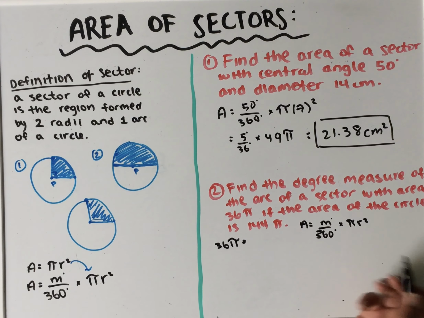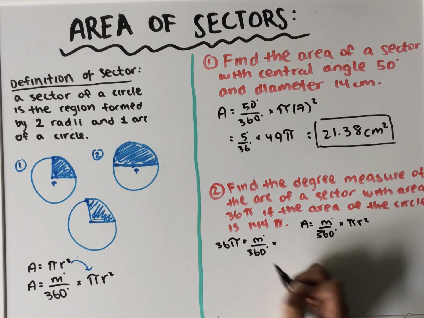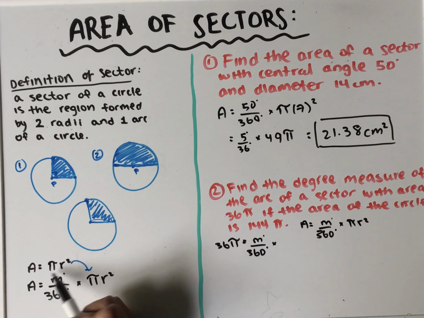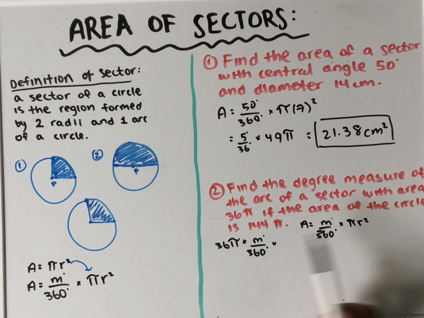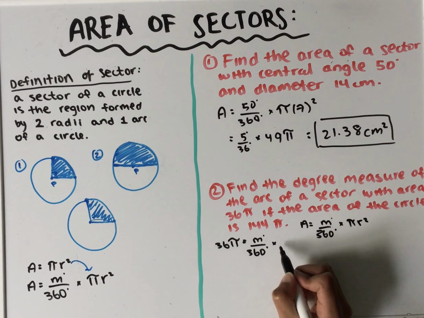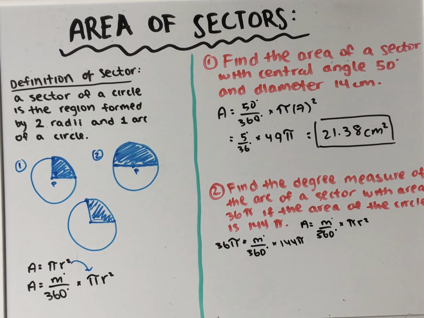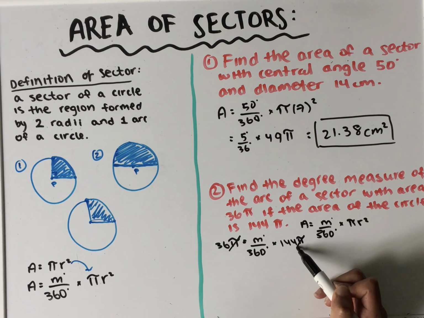equals m degrees over 360 degrees, and we don't know m because that's what we're solving for. So we're just going to say m degrees over 360 degrees multiplied by pi r squared, and we know from here that pi r squared is how we would find the area of the circle. And here it says that this area of the circle is 144 pi, so we can just plug in the 144 pi. And now we can get straight to solving this. As you can see, there's pi on both sides of the equation, so we can cancel that off.